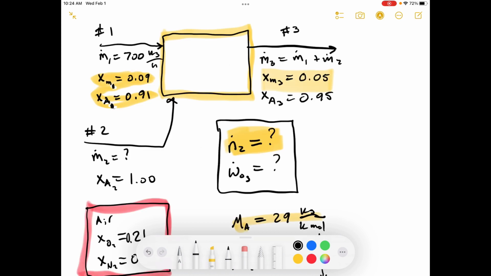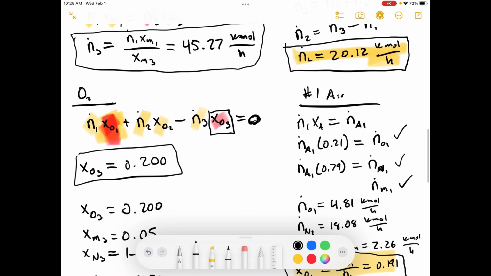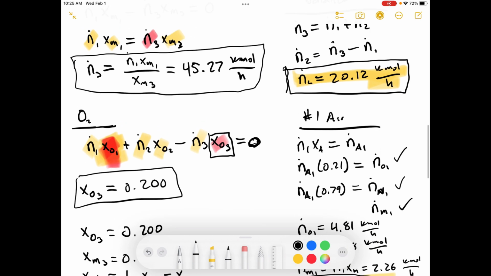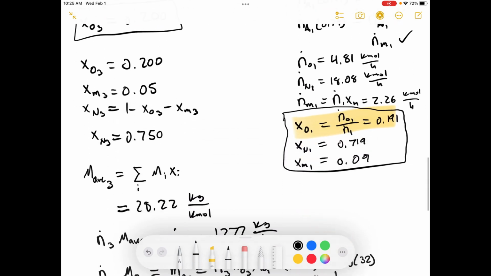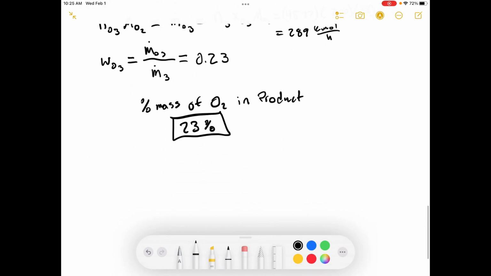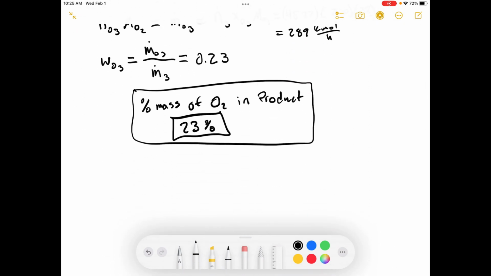Okay. All right, so that is it for problem number 3.23. We've solved both of the things that they asked for here. We got our molar flow rate of air into the mixer, and we have the mass percent of oxygen in the product stream. All right.